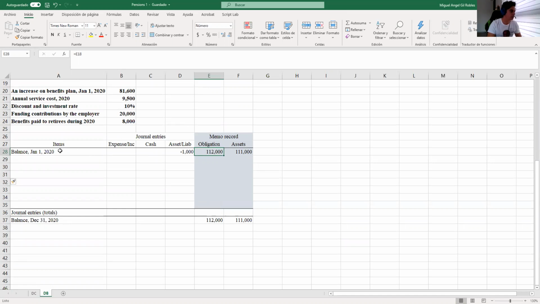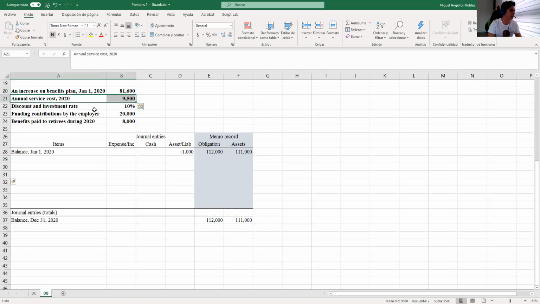during the year 2020, on January 1st, the company decided to increase the benefits plan. So they decided to give more benefits to their employees. So now the benefits increased to $81,600. So that's the first thing that we are going to do in here. Apart from that, I think everything else is quite similar.